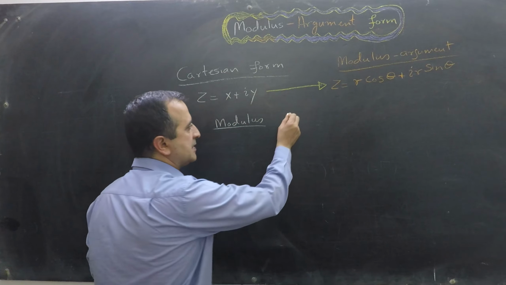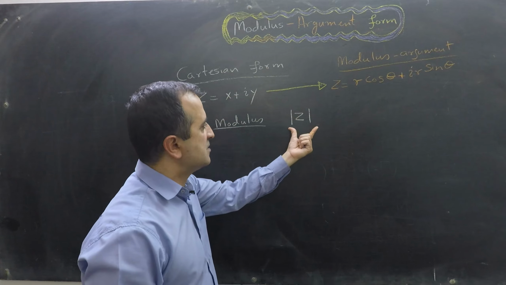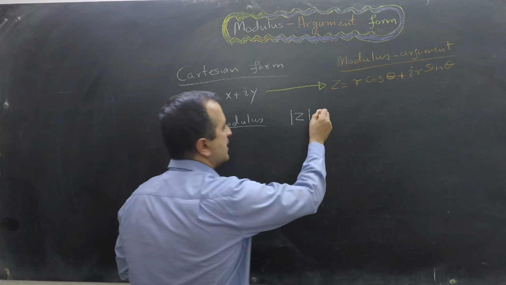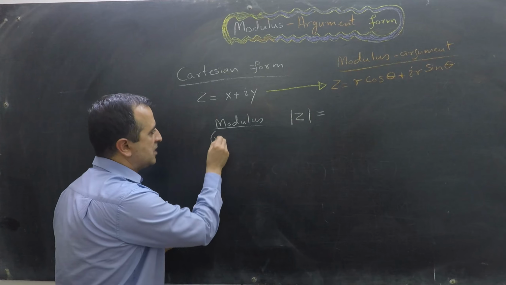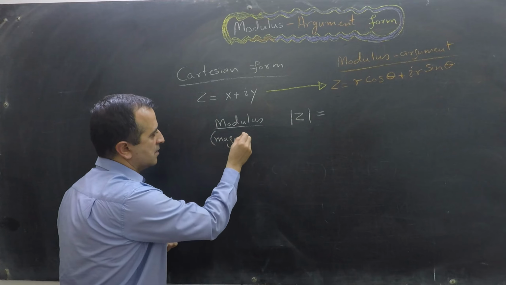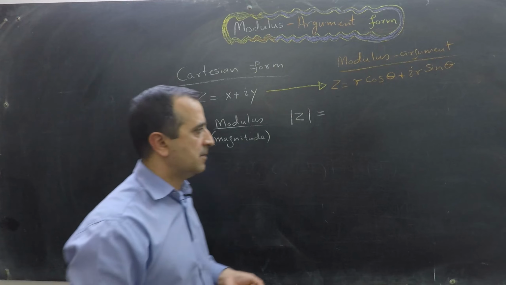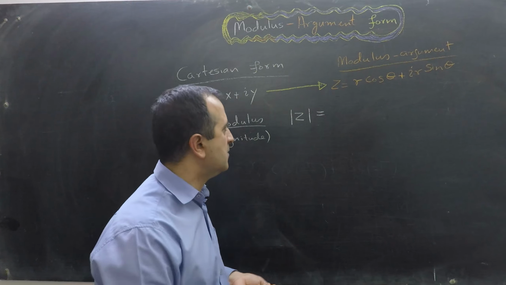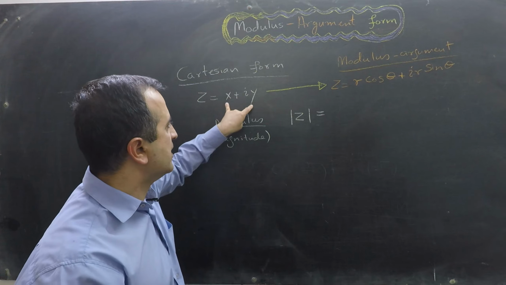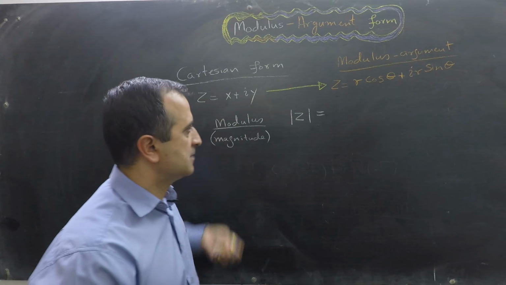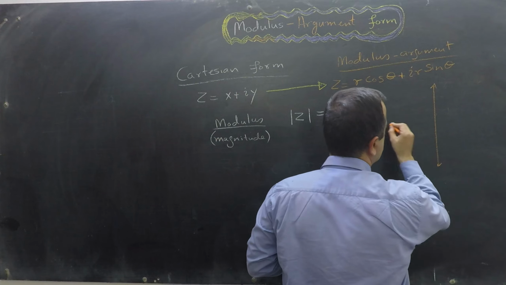Modulus is represented in this form, which is mod of z, and it is also known as the magnitude of z. So you can say it is the length of vector z. Graphically, if we draw this vector on an Argand diagram, then the length of the vector xy is the modulus. So let's say I draw the vector on an Argand diagram.